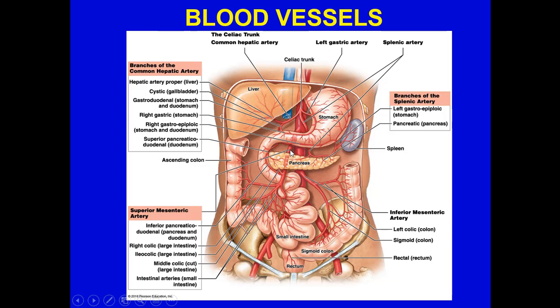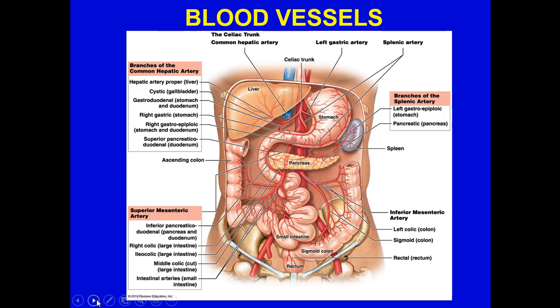Then we have the superior mesenteric artery. Now, you don't have to know every one of these little guys here, but you do have to know how the superior mesenteric artery is an unpaired artery that takes care of a certain proportion of small intestine, large intestine, and to a point, the pancreas and the duodenum up in here. Now, the other major unpaired artery is the inferior mesenteric artery, which feeds the colon and the rectum.